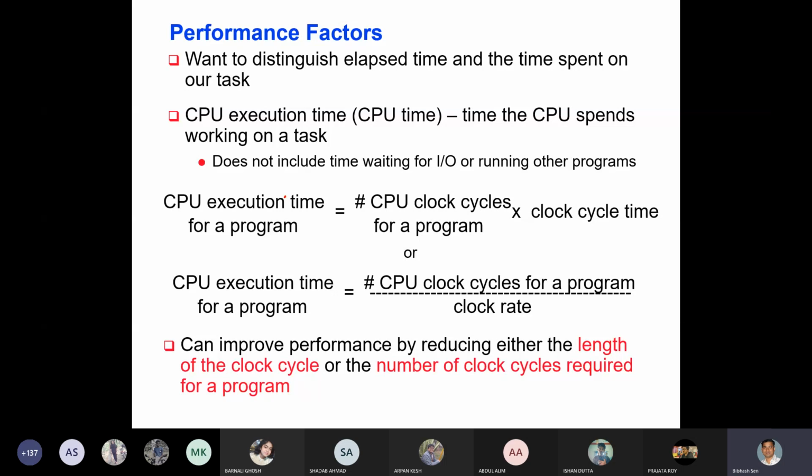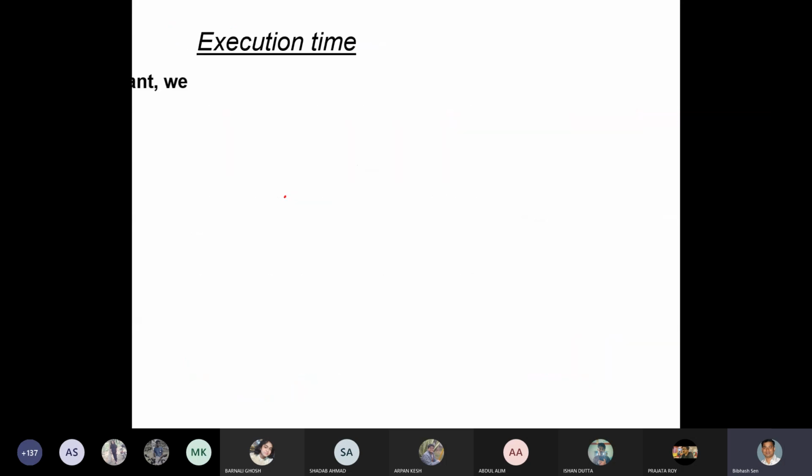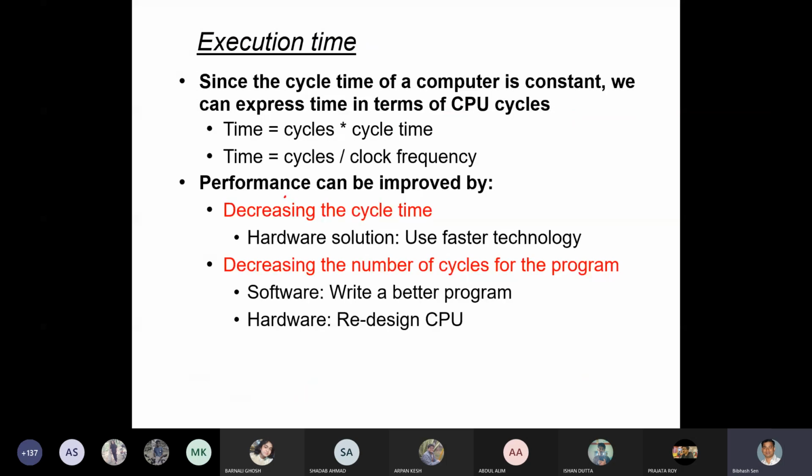So we can improve the performance by reducing either the length of the clock cycle, or the number of clock cycles required for a program. That's our target, how we can reduce the clock cycles. Since the cycle time of the computer is constant, we can express time in terms of CPU cycles, and cycle time is the inverse of frequency, that's why I'm writing cycles divided by clock frequency. Is this part clear? Because cycle time means 1 by f, and f is our clock frequency, that is coming in the market as 2 gigahertz, 3 gigahertz.